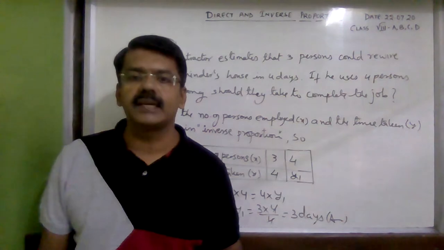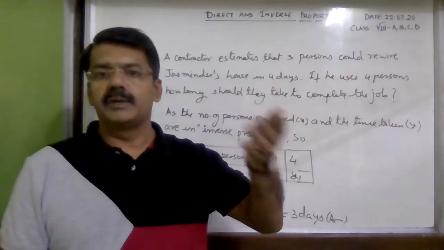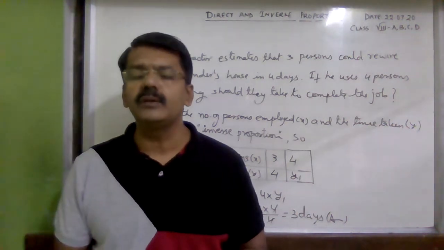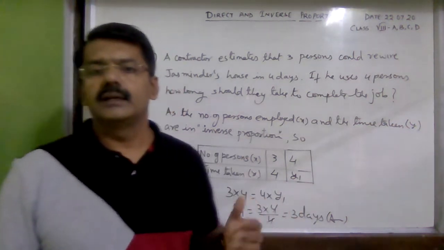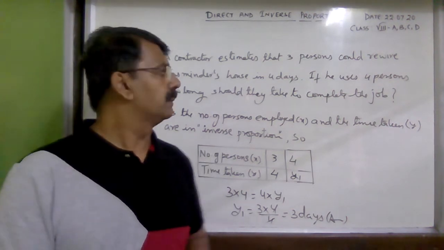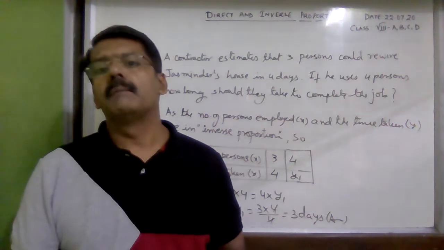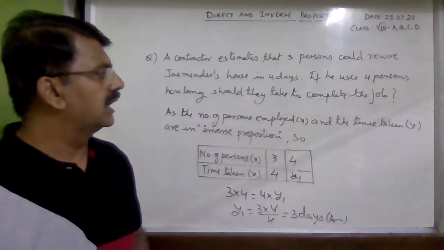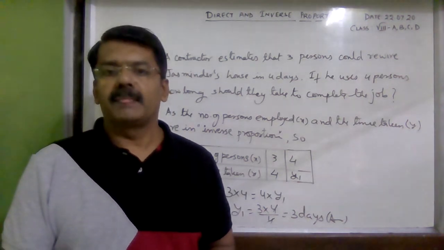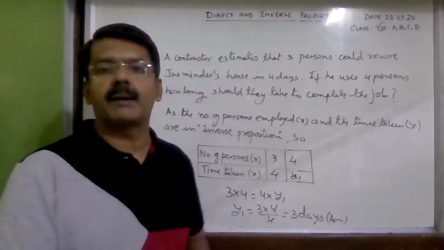When more persons are there, if you go on increasing the number of persons, the time will be reduced further. Clear? Because they are in inverse proportion. So whenever you face a question, here in the previous class we did almost all the examples with direct proportion. Today we did almost all the questions with inverse proportion. But in your exam, when the question comes, you have to decide whether these two quantities in the question are in direct proportion or in inverse proportion. Accordingly, you have to apply the formula.